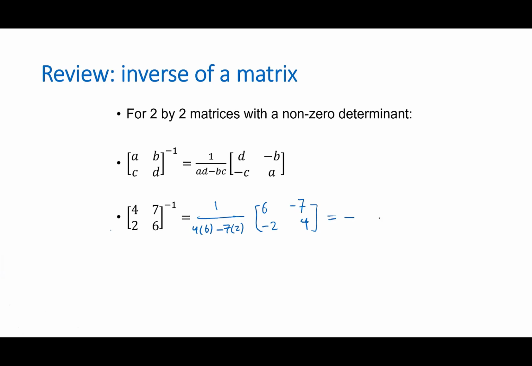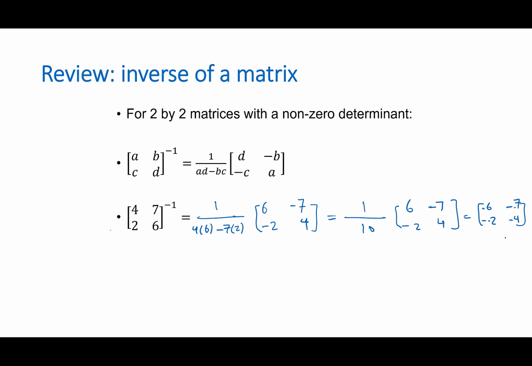So that's going to be 24. 1 over 10 times that, which makes it 0.6, minus 0.7, minus 0.2, and 0.4.